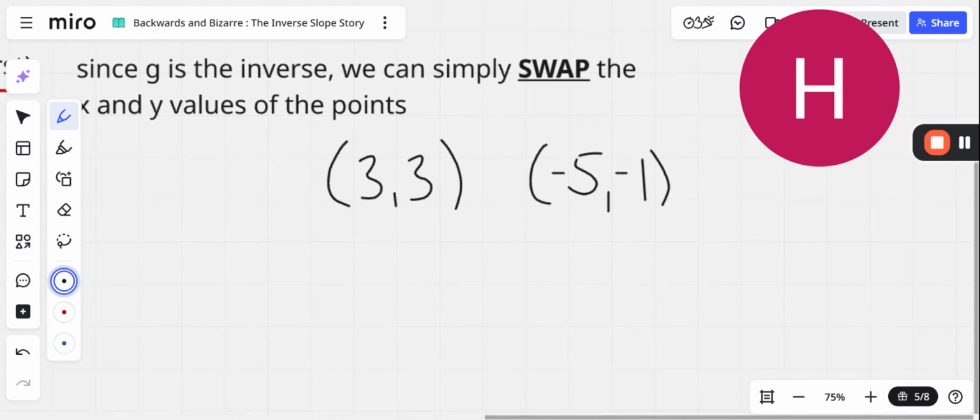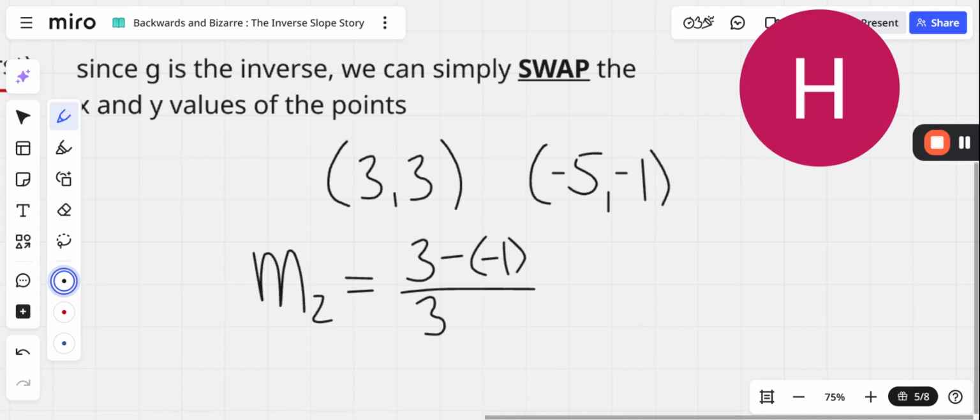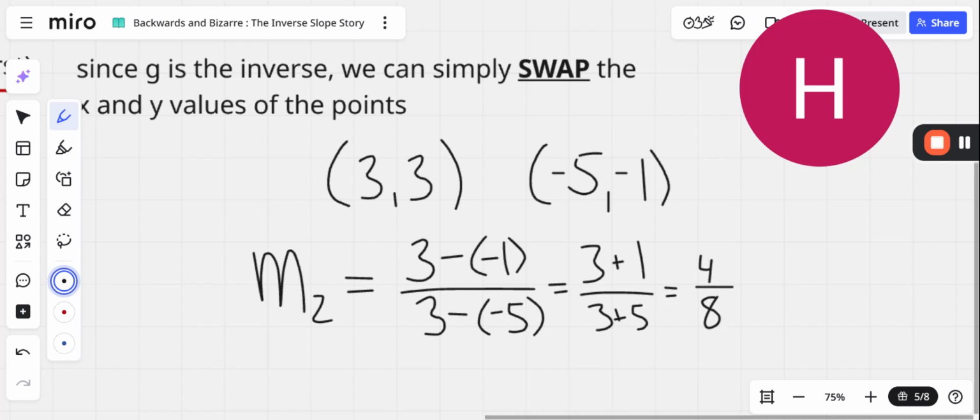Let's calculate the slope now. So I'm going to call this m2. This represents the slope of g. This is going to be 3 minus -1 on top now, 3 minus -5 on bottom now. So that's 3 plus 1 over 3 plus 5. And that gives us 4 over 8, or 1/2.